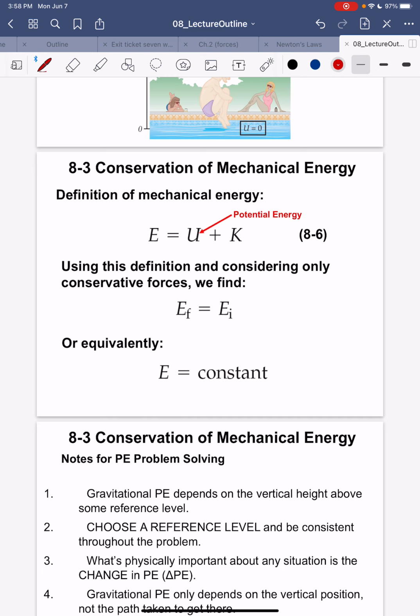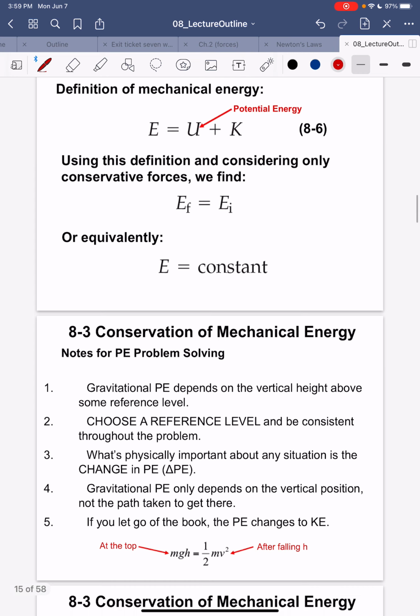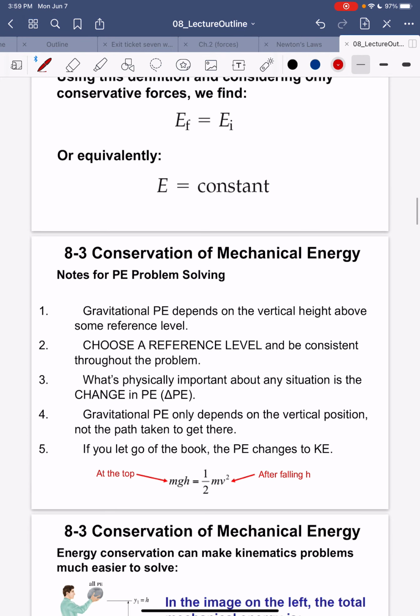It means that if you choose any two points in your problem, or let's say, the physical situation, and you calculate the energy, then the total mechanical energy at any point equals the total energy at a second point, at a third point, and I will say then the total mechanical energy E is going to be a constant.